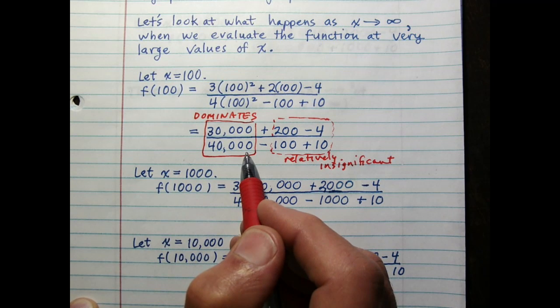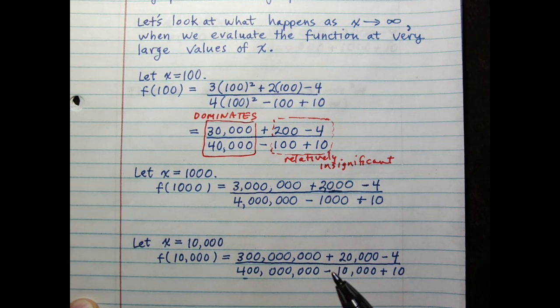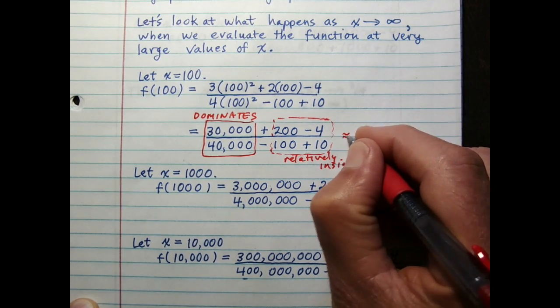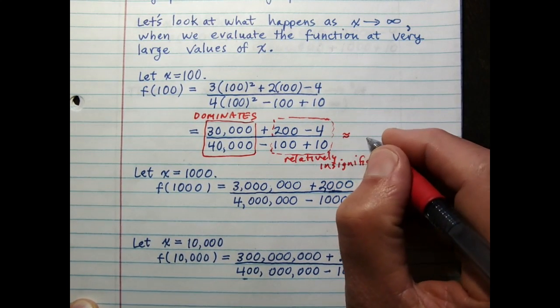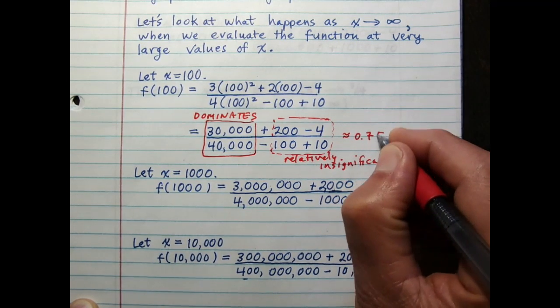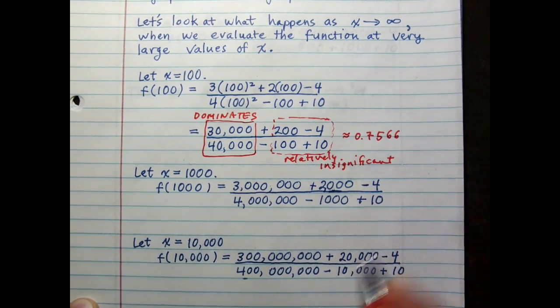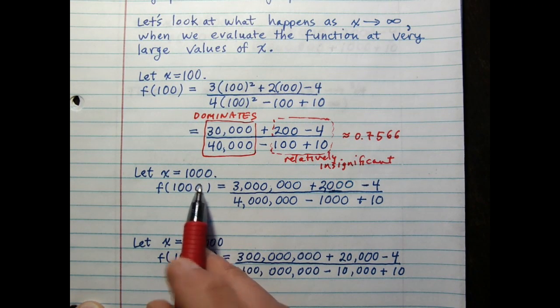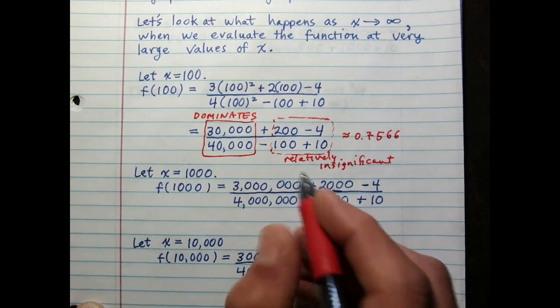There's that 3/4 that we've been talking about. I got a calculator value, but the calculator value isn't so interesting here. This is 0.7566 approximately. Now, if I plug in a larger value of x, what I want you to see is that these early terms, these leading terms, dominate even more.